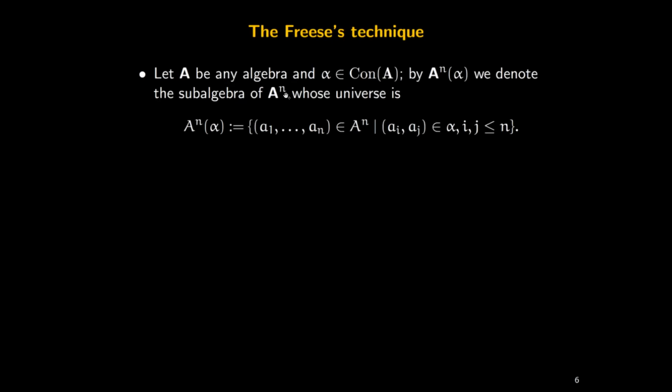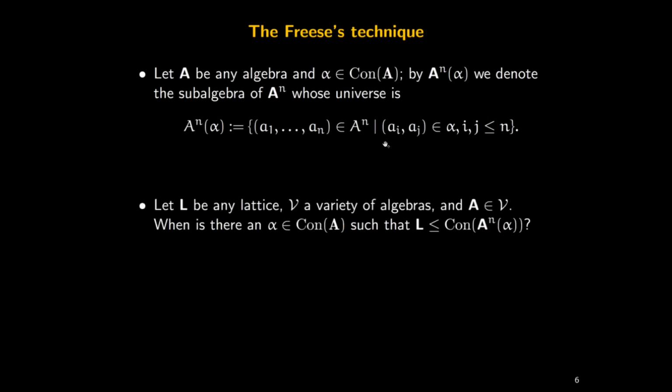To do so, we introduce the algebra that we are talking about. In the general case, it will be this A^n_alpha, where alpha is a congruence and A is the original algebra. And we take as a base set of our algebra the set of all n-tuples in the power of the original algebra, such that every pair that you can form in the tuples is in the original congruence.